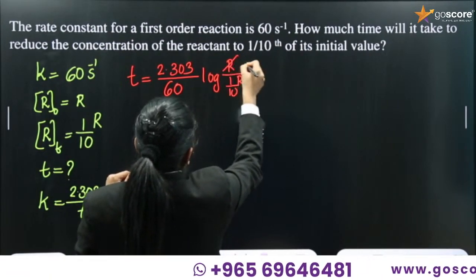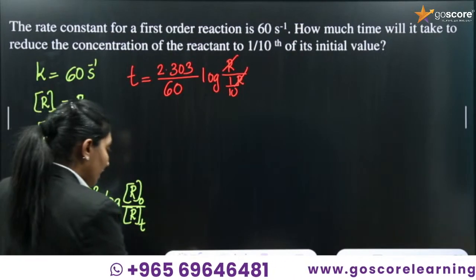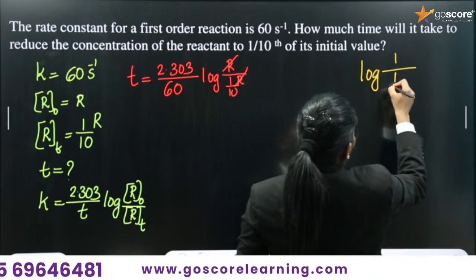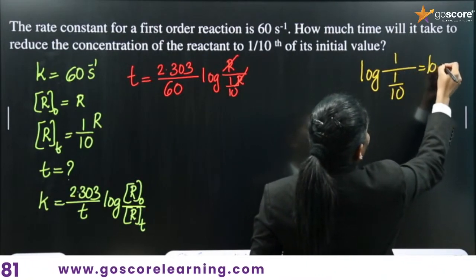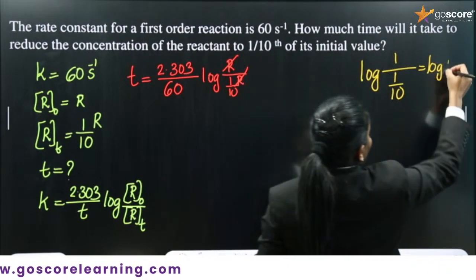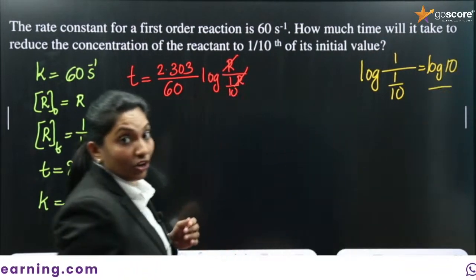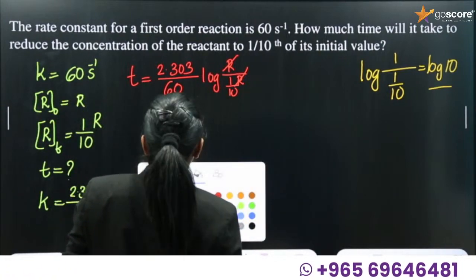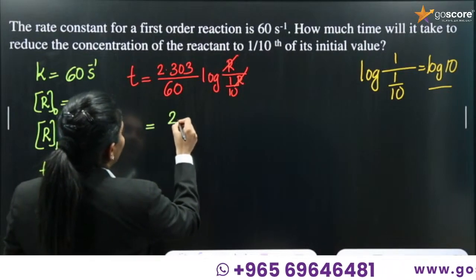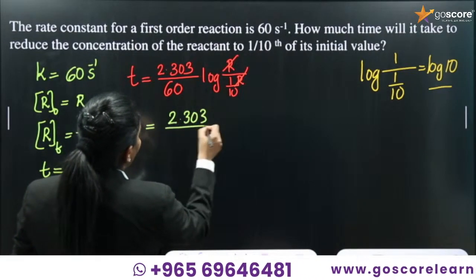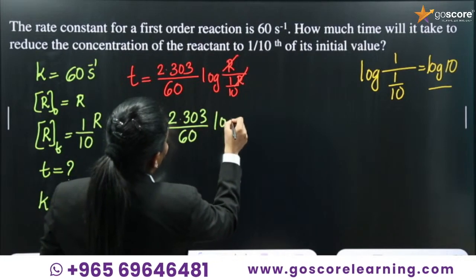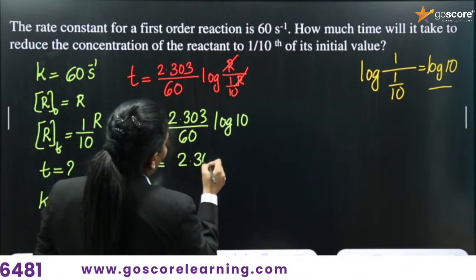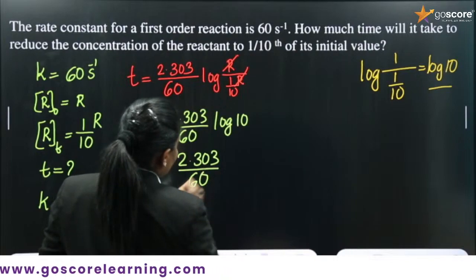So this R and this R will be cancelled, and what will we be getting here? It will be log 1/(1/10), that is equal to, this will be coming on the numerator, it will be log 10, right? Log 1/(1/10) is log 10. What's the value of log 10? It is 1, right? So we can write it as 2.303 by 60 into log 10. Log 10 is 1. So we want to find out only 2.303 by 60.